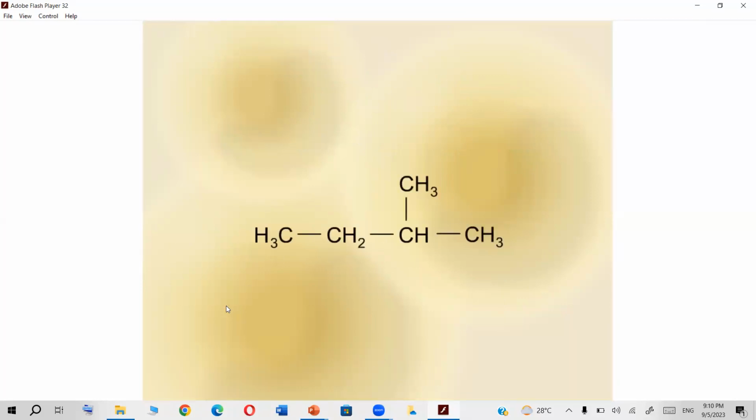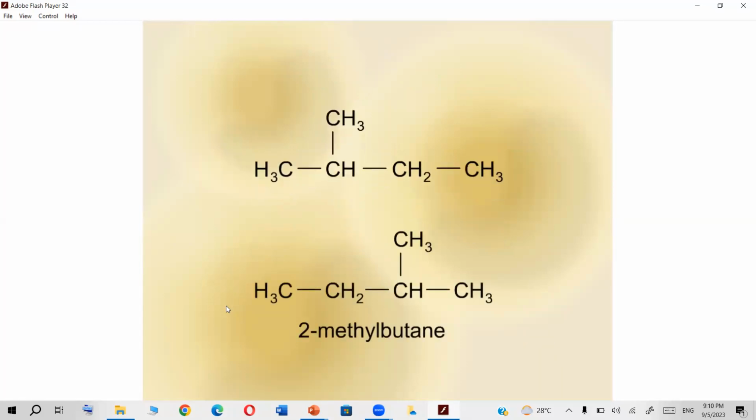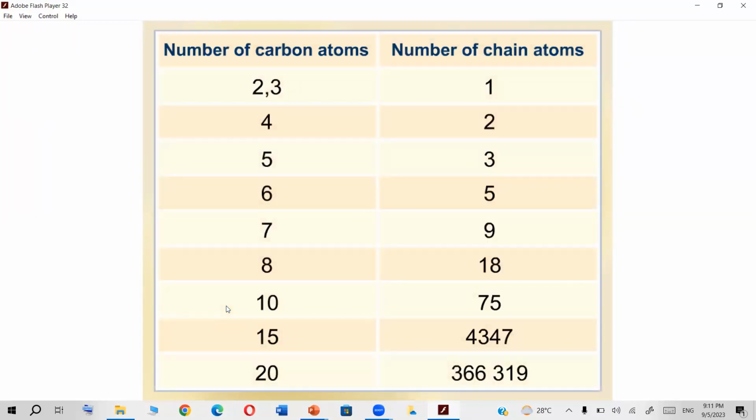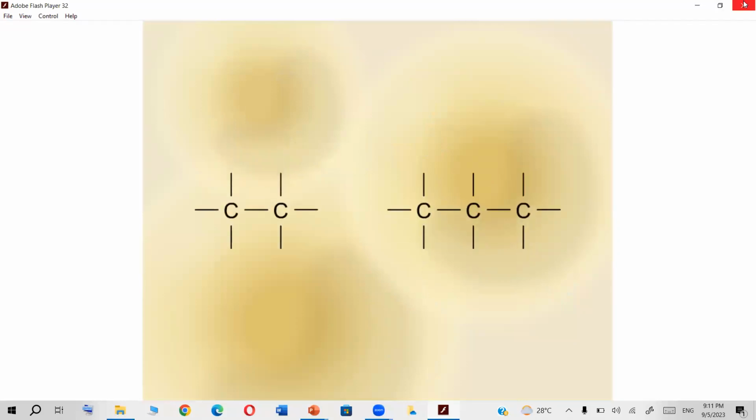Notice that this compound is not a 4th isomer of pentane, since it is identical with 2-methylbutane. The number of chain isomers rapidly rises with the number of carbon atoms, owing to the increasing number of possible combinations. For example, there are 75 chain isomers of the alkane C10H22, while for the alkane C20H42, the number of isomers is as high as 366,319.